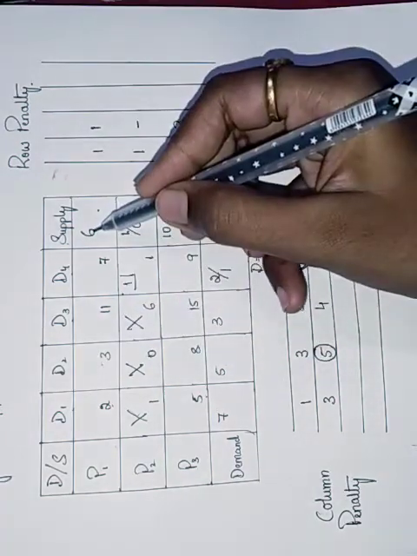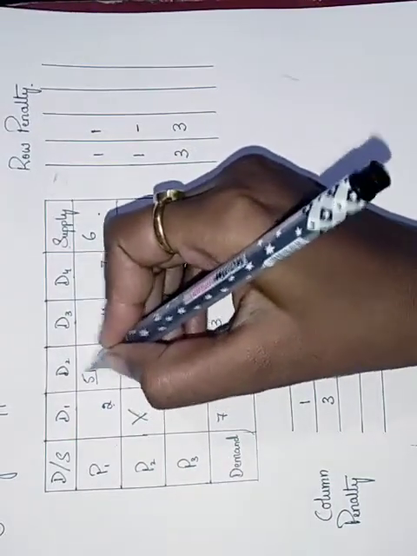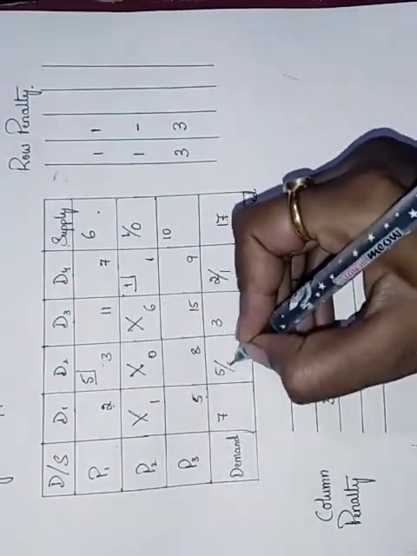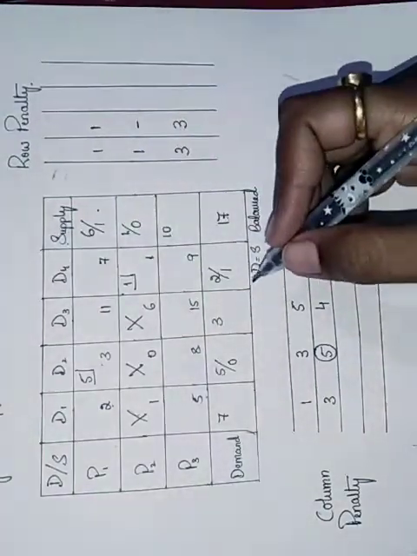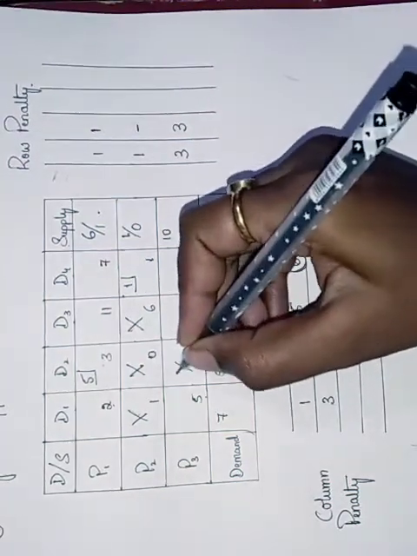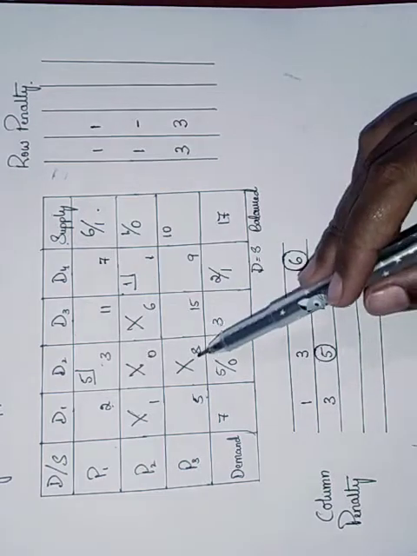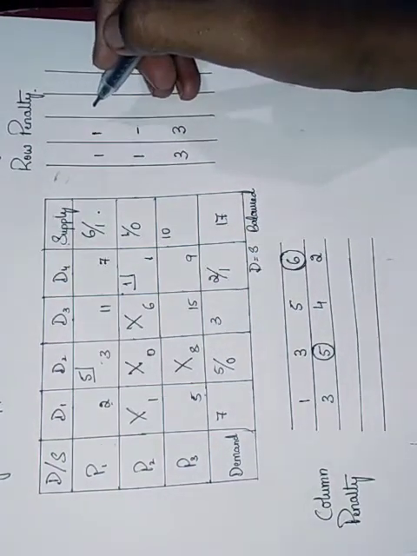So supply is 6 units, demand is 5 units. I can allocate 5 units wherein demand becomes 0 and supply 1. Yes, and demand has become 0 for D2, so I cannot allocate here. So I am crossing off the cell. And the process continues. Again, find out the penalty.